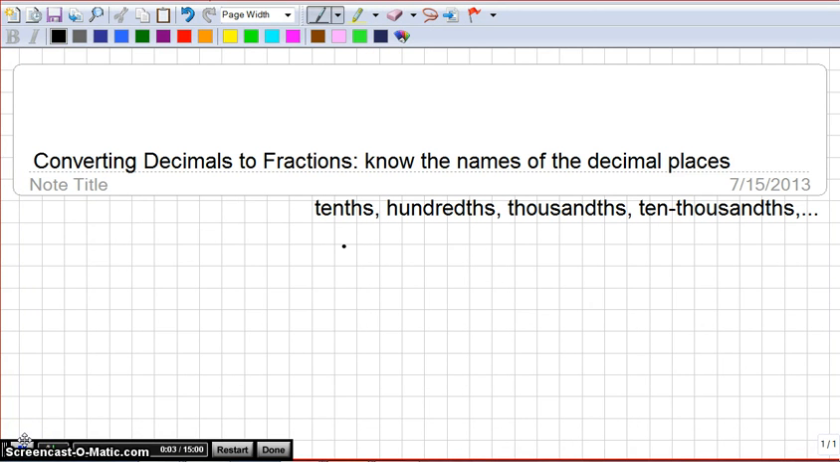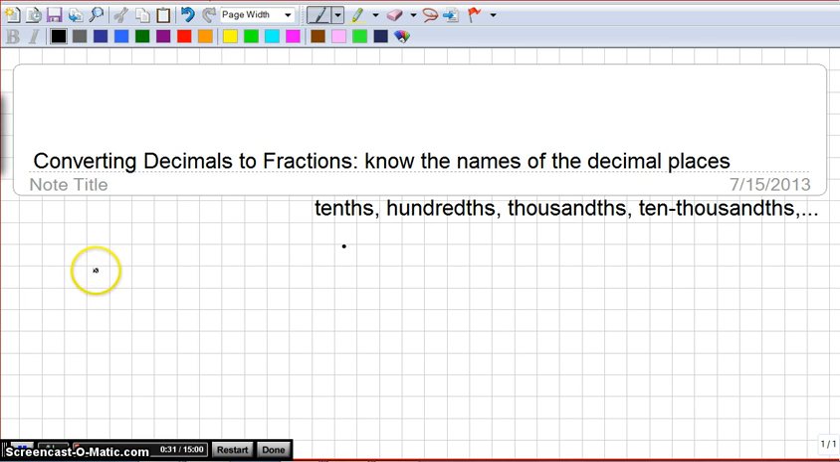One of the things that you should be able to do as a high school student is convert decimals into fractions. One of the main ways that you'll be able to do that is if you know the names of the decimal places, and I've written them for you here. After the first decimal point, the first digit there is called the tenths place. After that is the hundredths place, thousandths, ten-thousandths, and so on. So as long as you keep those in mind, those will help you convert your decimals into fractions.